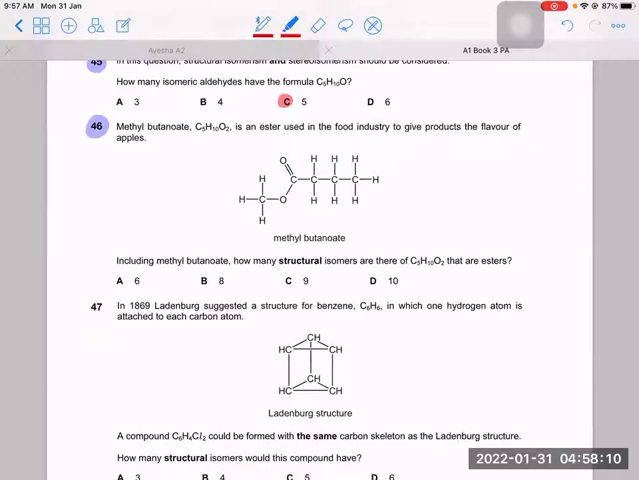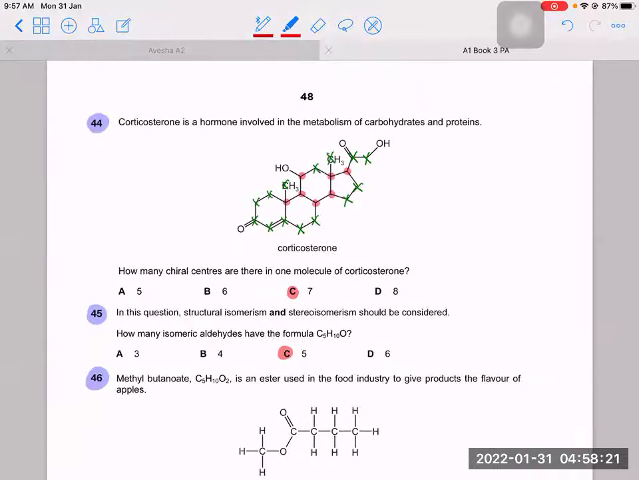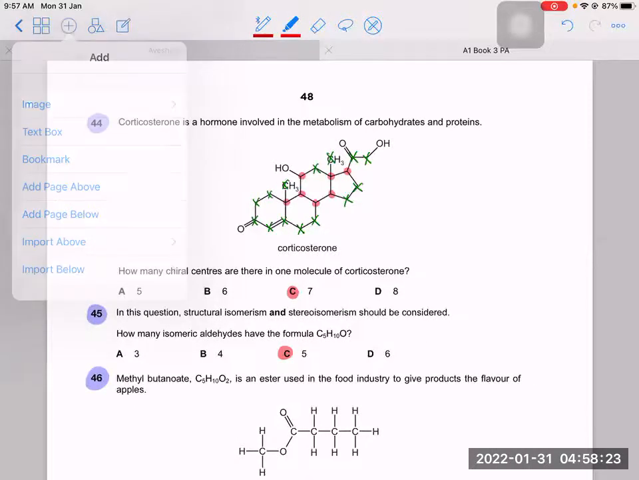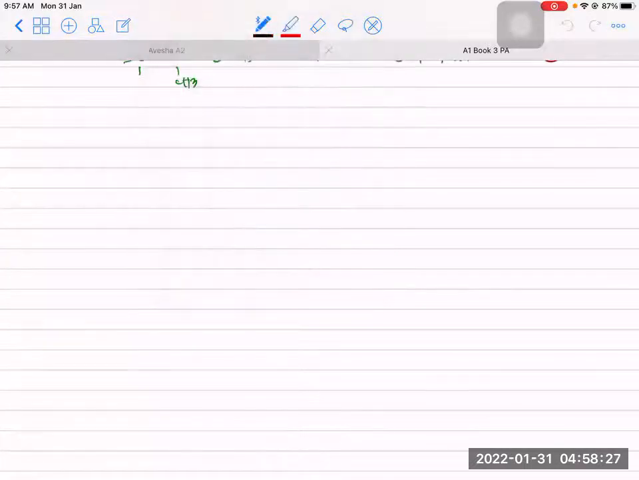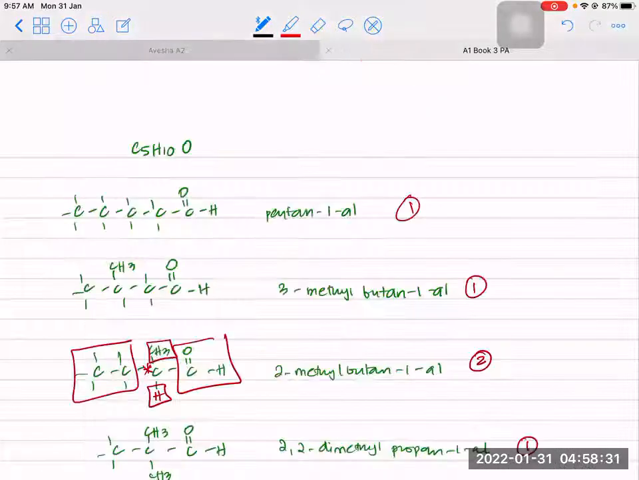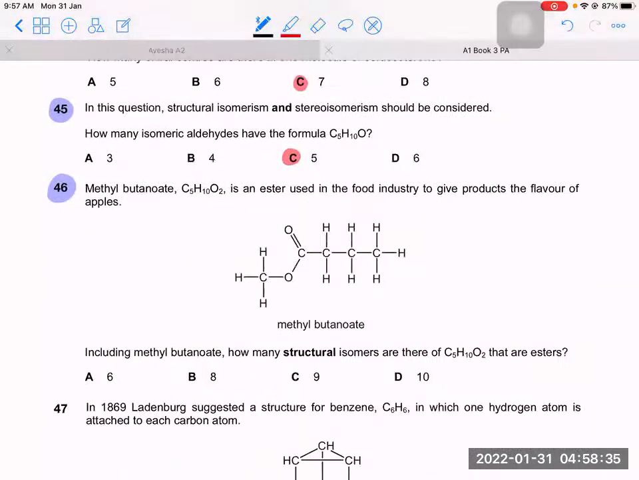46. How many structural isomers are there of C5H10O2 that are esters, including methyl butanoate? So you have a 5 carbon ester. So a 5 carbon ester, C5H10O2.